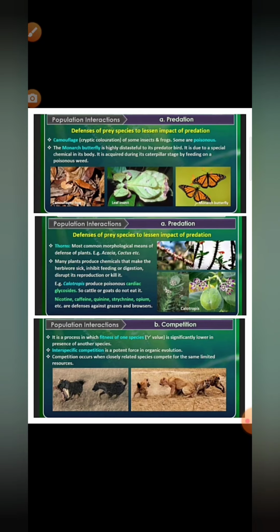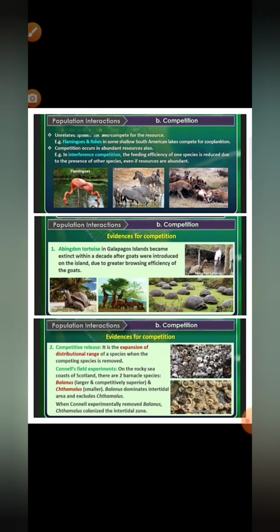In interspecific competition, the feeding efficiency of one species might be reduced. Why? Due to the interfering and inhibitory presence of the other species, although the resources are abundant. For example, after the introduction of goats in Galapagos Island, the Abingdon tortoise became extinct within a decade. Why? Due to the greater browsing efficiency of the goats.